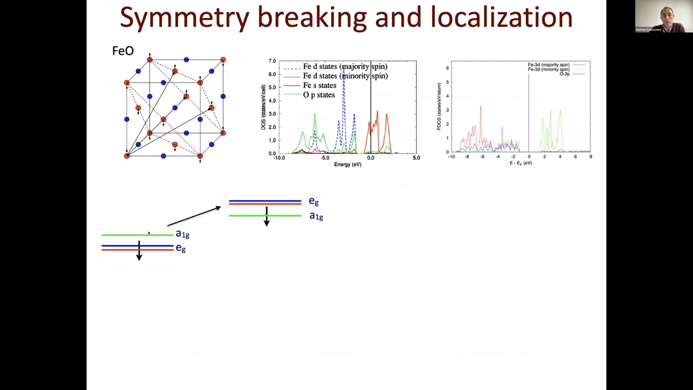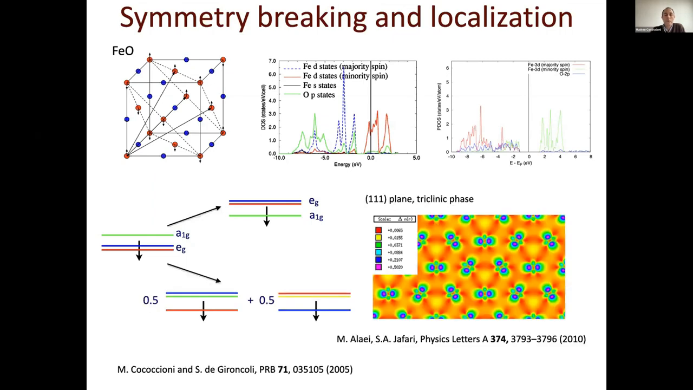Try to suggest the code to localize this electron on this A1G state, which will be taken down in energy, so that a gap can open between this one and the EG states that he was sitting on before. Or you can break the symmetry in another way and have this symmetric state as a resonance, basically between these two states where you have broken this EG degeneracy. And this requires a much larger supercell, well, much larger.